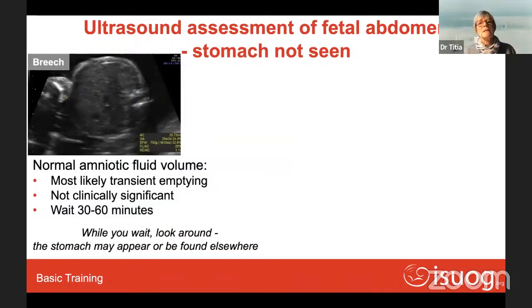Now we come to the abnormalities. What do you do if you don't see a stomach? For instance, in this case, we're looking at the breech position with the back to the left side of the mother. So we should see the stomach right up here, because it's the left side, and there's no stomach there. So what do you do? And there's normal amniotic fluid. Well, most likely it's just temporarily emptying, and it has no clinical significance.